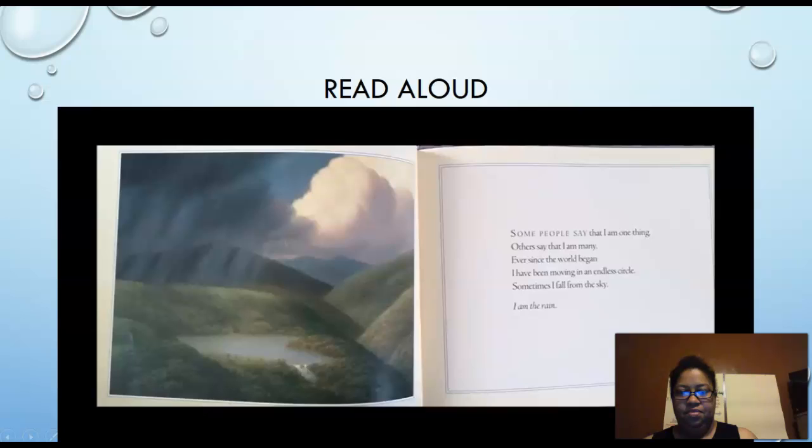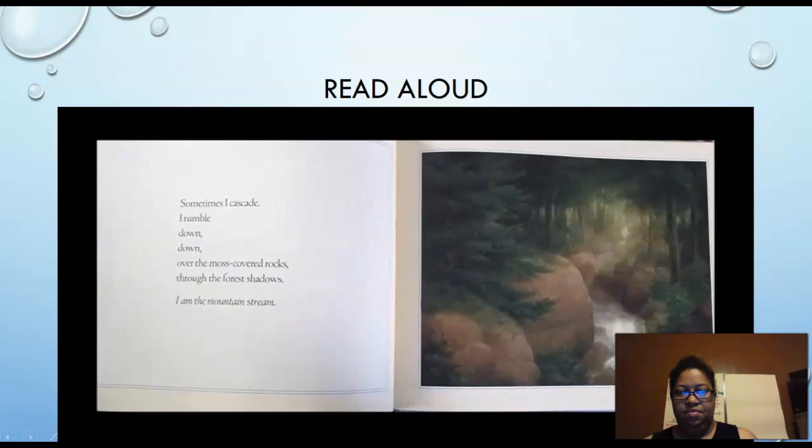Some people say that I am one thing. Others say that I am many. Ever since the world began, I've been moving in an endless circle. Sometimes I fall from the sky. I am the rain. Sometimes I cascade. I tumble down, down, over the moss-covered rocks, through the forest shadows. I am the mountain stream.